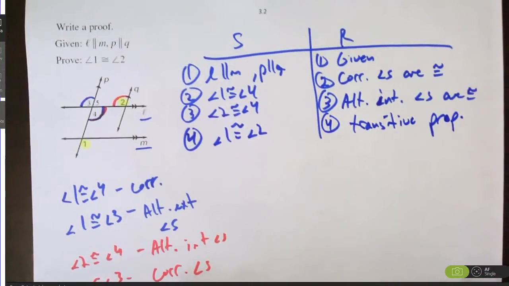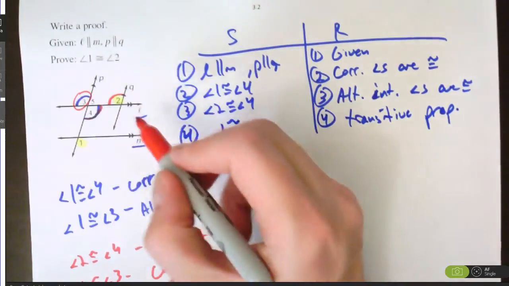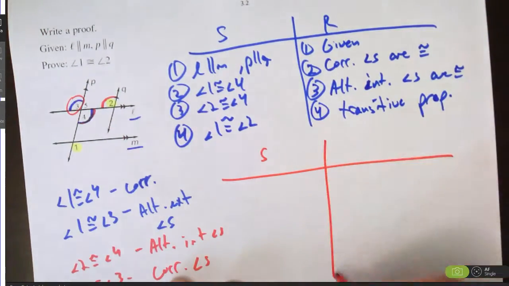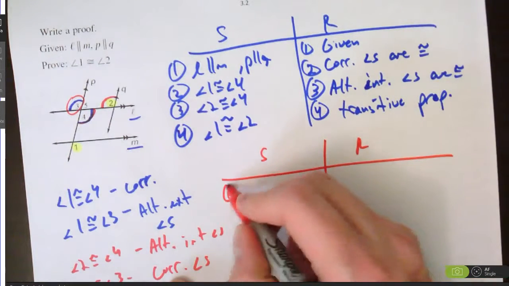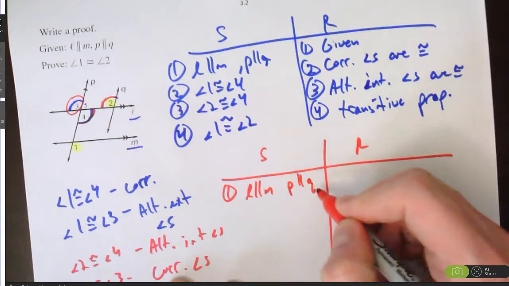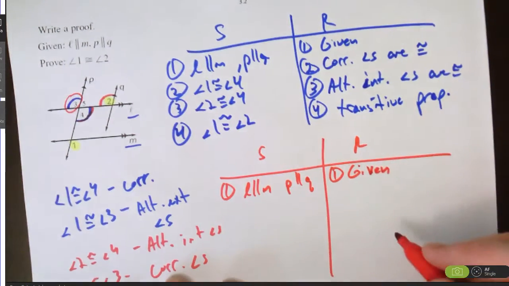Okay, there we go. Now let's say I want to go through angle 3 instead. I just did it through angle 4, now I'll go through angle 3 instead. I'll start all over again. It's a very, very similar problem. 1's still the same. L is parallel to M. P is parallel to Q. Given.